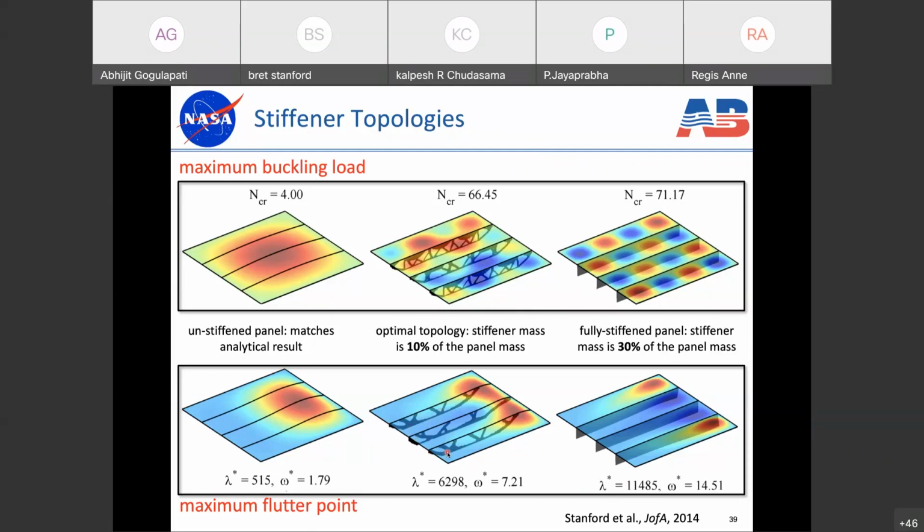Here, the trade-off between eigenperformance and mass is not quite as good. So here we could remove up to 1/3 of the panel mass, but not have much of a degradation in the eigenvalue. Here, the degradation in the eigenvalue is worse. So this flutter eigenvalue is about half of what it is here, though the stiffeners only weigh 1/3. So there is still some benefit to doing that, but it's not as substantial as it is for buckling.